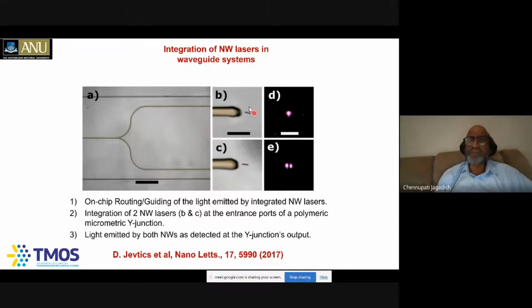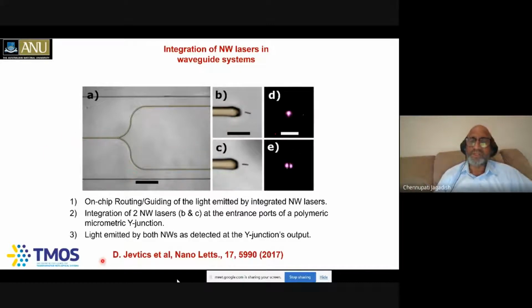They've also transferred them in front of this Y junction. These are polymer SU8 waveguides for multiplexing and demultiplexing applications. You can see the close-up of this one. One nanowire is here, one nanowire is here. We pump these ones and look at the light coming out at this end here, so that we can demonstrate that you can use them for multiplexing and demultiplexing applications. You can see this light on the other end of this particular device as well.